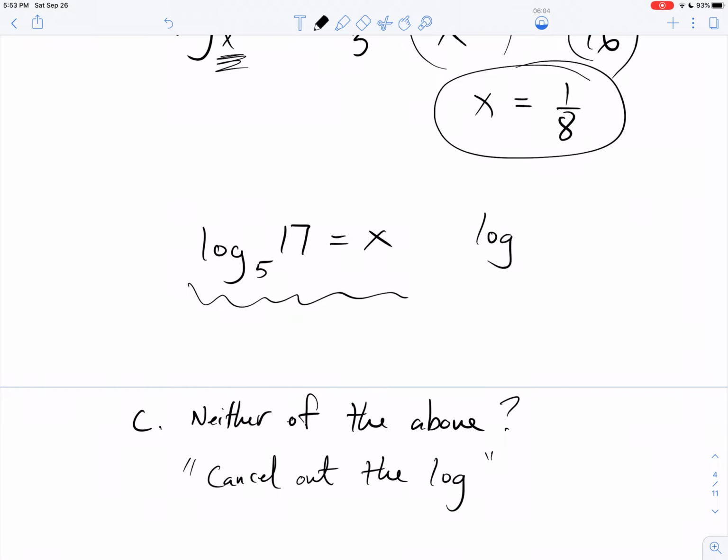I don't know what the log of 17 is, base 5, but I can just trick my calculator. I don't have to rewrite it. It's written in a format that my calculator knows, as long as I know how to trick it. And then I punch it in the calculator, and for all our decimal style answers like this, we're going to round them to the 4th decimal place.